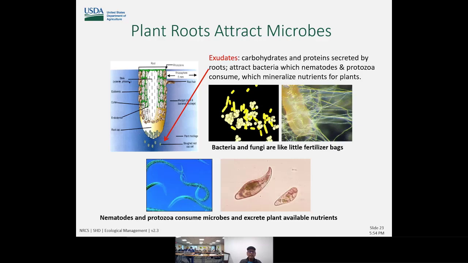This is the bacteria and fungi. They are kind of little fertilizer bags. If you give them room to grow, they even provide nutrients, and those nutrients are coming from the soil and all the residues out there. And nematodes and protozoa also consume bacteria, and they're also providing nutrients to the plant.